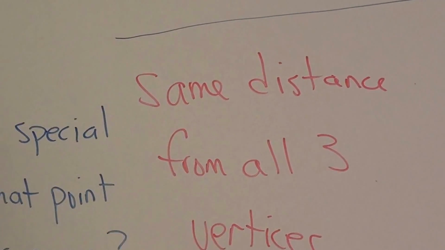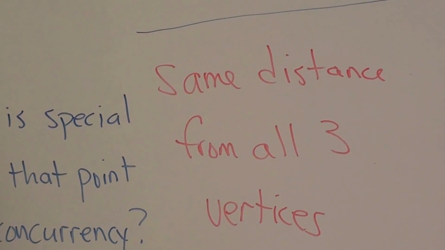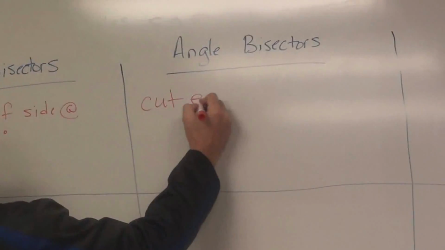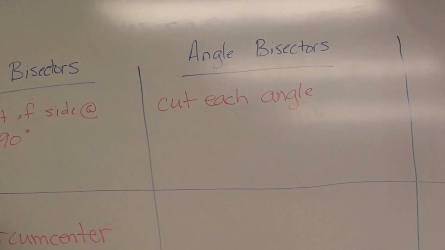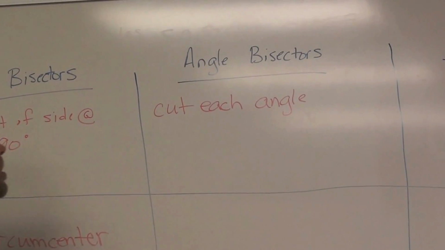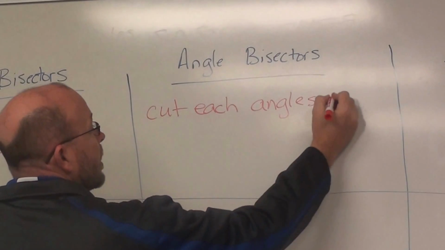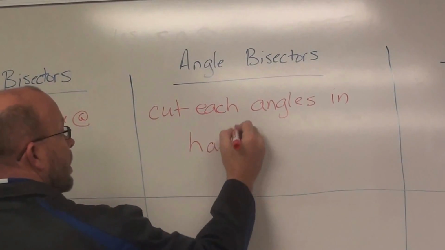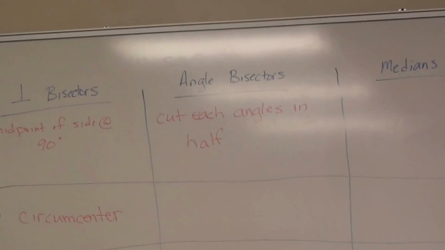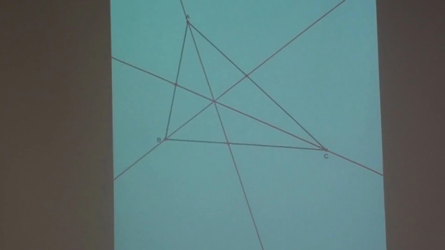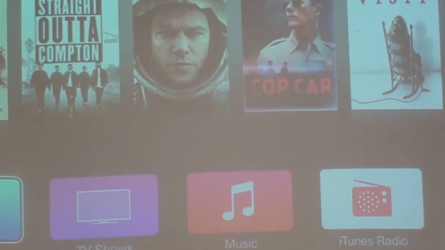Okay, I'll review the angle bisectors. What was an angle bisector? Well, it just cut each angle. Trick question, how many angles in a triangle? 3. So it cut each one of those angles in half. Let's look at it on the screen. So I want to open the angle bisector one.